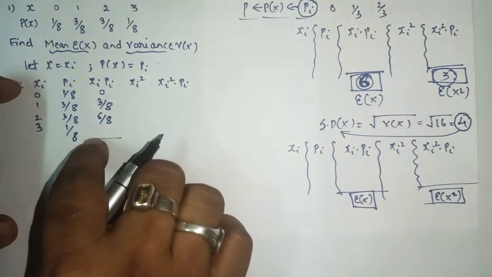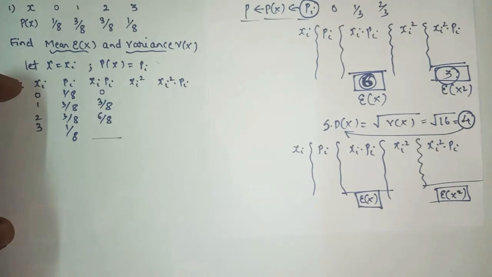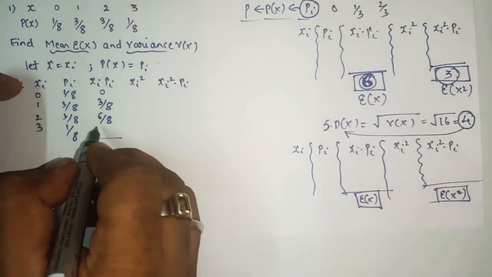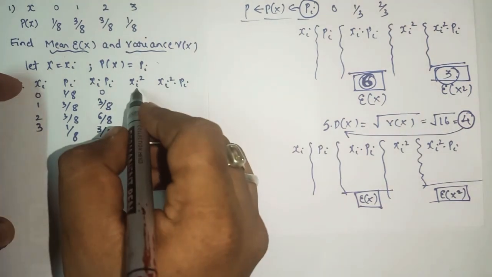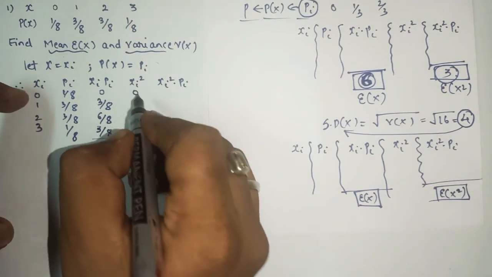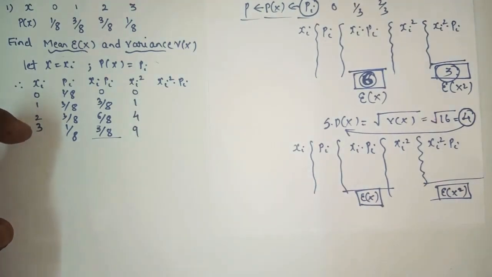So to find the final total, try to keep the denominator the same. So this will be 3 by 8 again. The next column is where we have to find the square of xi. So this will be 0, 1, 2 square is 4, 3 square is 9.